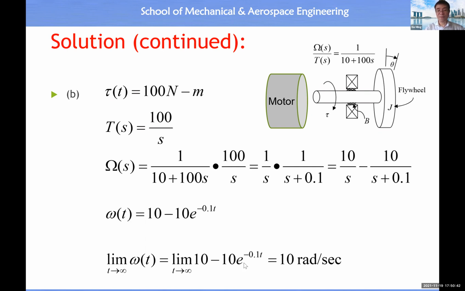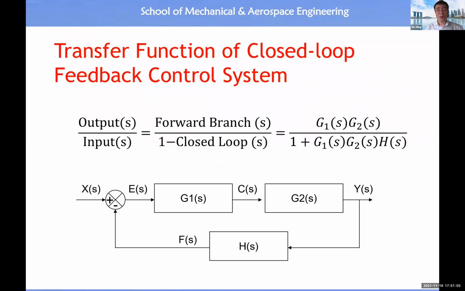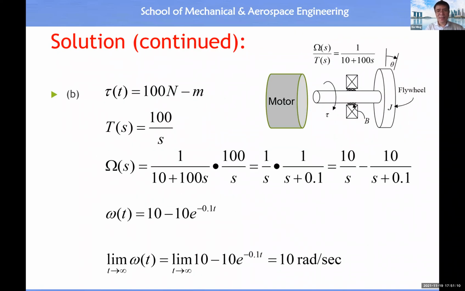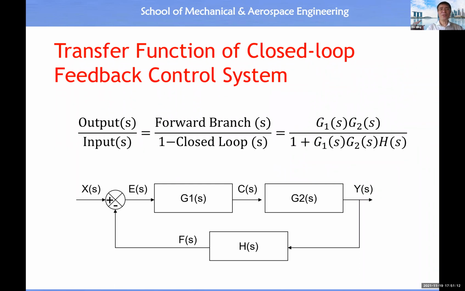So when t goes to infinity, this becomes 0. Then you see this will be the steady state response of velocity. Okay, so you see Laplace transform is very, very powerful for us to study the dynamics of a control system. All right. Okay. So here we show you the forward open loop Laplace transform. Then how about the transfer function?